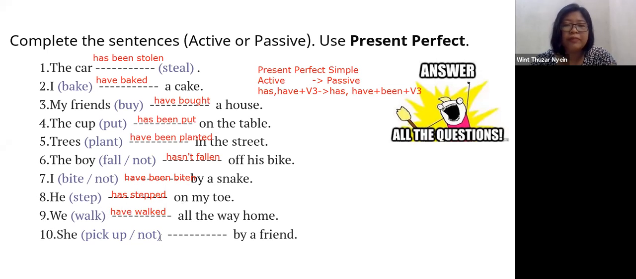And next one is "she picked up Nord by a friend." So here, pick up, what does it mean in Burmese? Pick up the value.